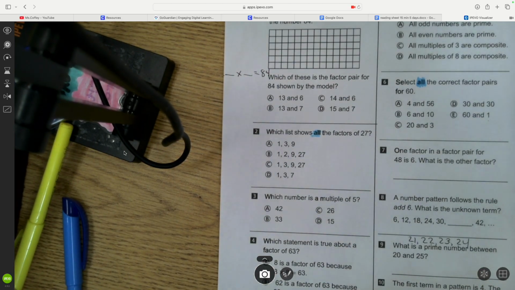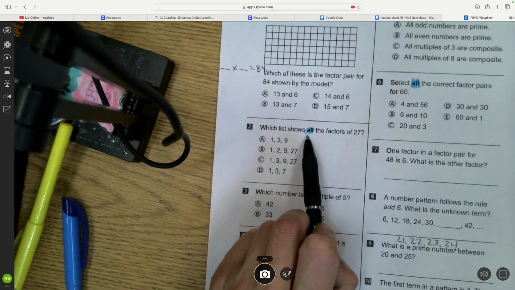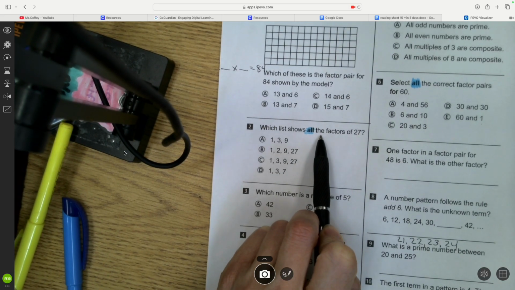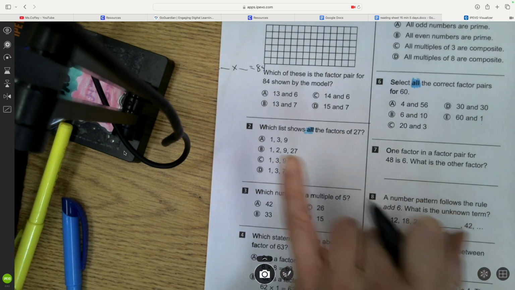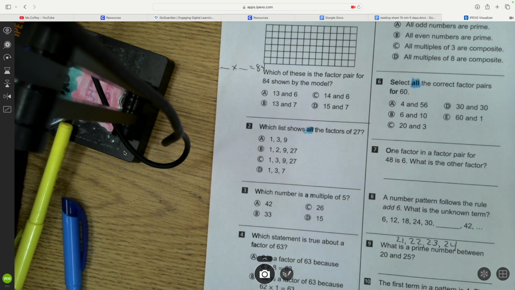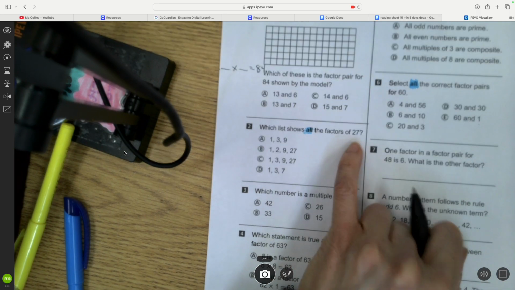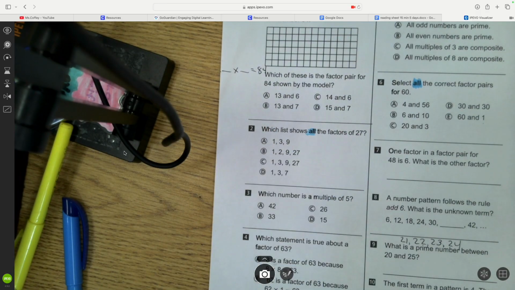Number 2, which list shows all, I highlighted the word all, very important, the factors of 27? Because there are answers that do have factors of 27, but not all of them. So what I recommend you do, you could either do it small here or on a blank sheet of paper, write out a whole factor rainbow for 27, and then choose the answer that has all of them.